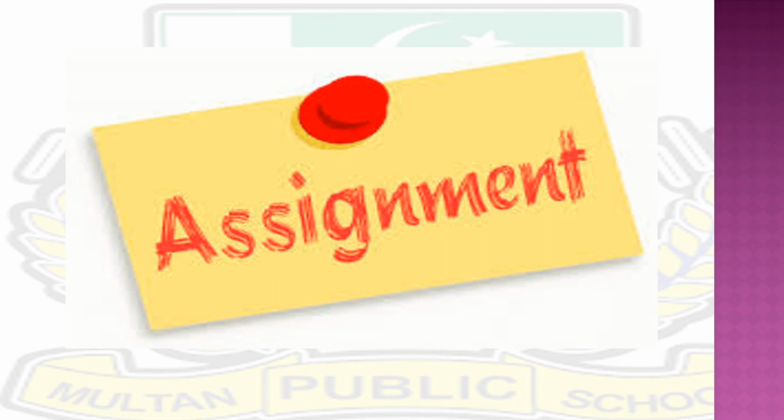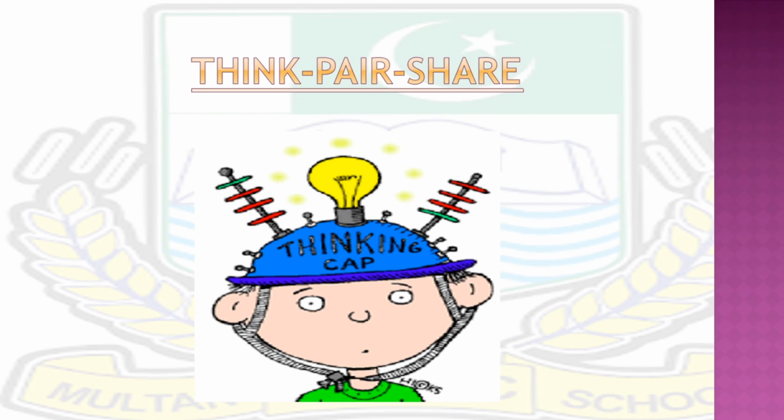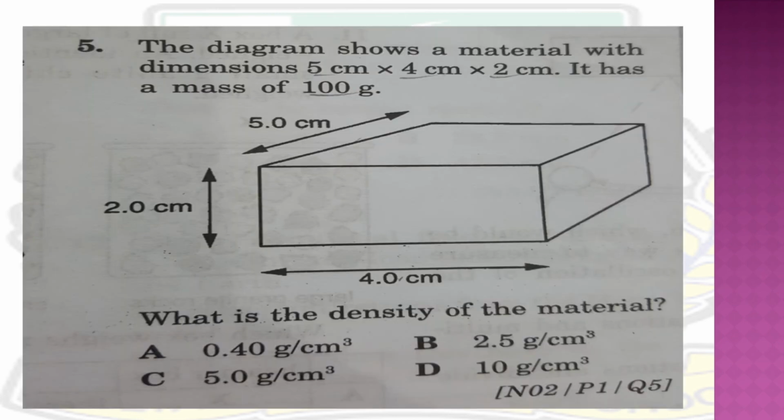Now this is the time for the assignment, students. Here is a think, pair, share. I'm sharing some MCQ questions here. Please try to solve them. The first question is, the diagram shows a material with dimensions 5 cm by 4 cm by 2 cm. It has a mass of 100 grams. You can see all these values in your diagram. What you have to calculate is the density of the material. And here are 4 options.